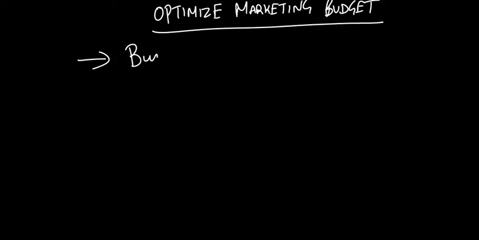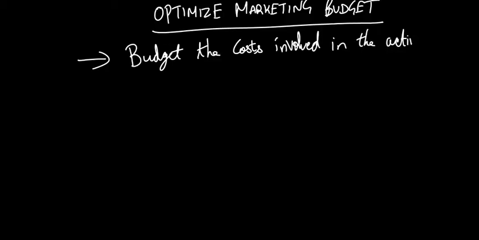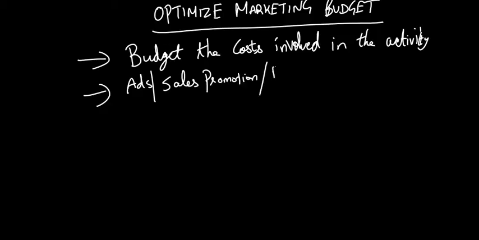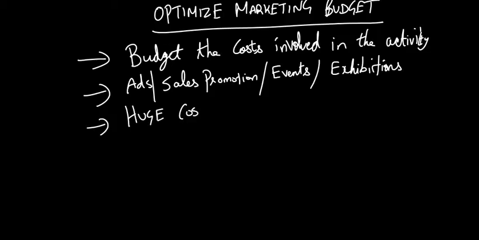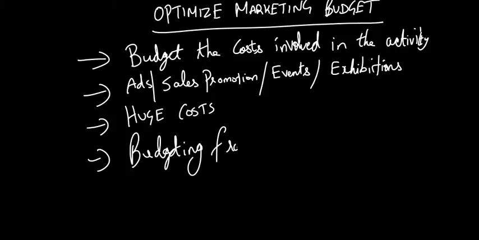For any marketing activity to sustain, you need to budget the costs involved in that particular activity. Because when you do any marketing activity like advertisements or sales promotion or going for some events or exhibitions, there is a huge amount of cost involved in executing these things in the most effective manner. So for that, you need to have a separate budgeting framework for your marketing activities. Having a separate budgeting framework is really important for any marketing activity.